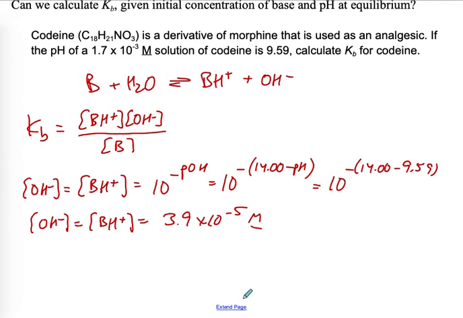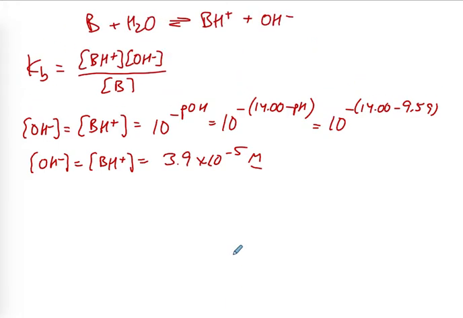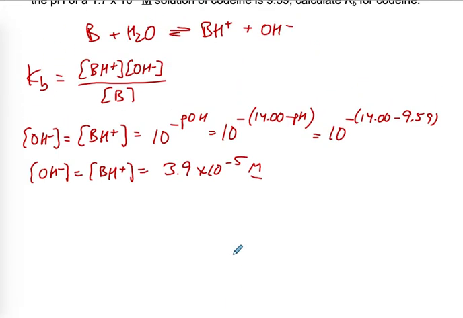Now, there's two of the terms that I want to plug into the Kb expression. The third one will be the equilibrium concentration of unionized base, which is going to be my initial concentration, 1.7 times 10 to the negative third molar, minus the amount by which that concentration decreases, which is equal to the increase in concentration of hydroxide in the conjugate acid.